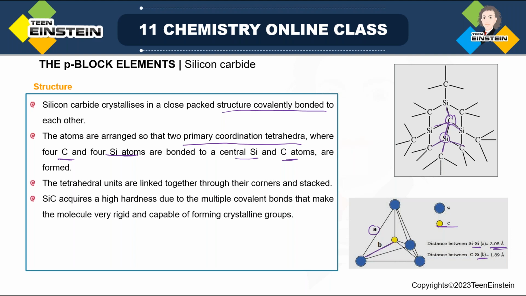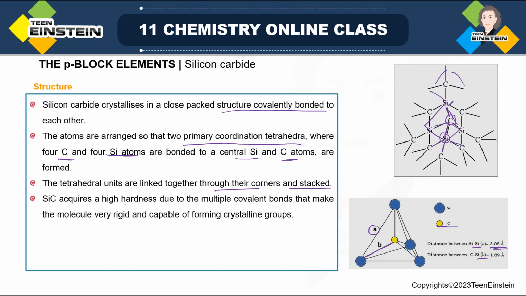These tetrahedral units are linked together through their corners and stacked. Suppose this is one tetrahedral arrangement, then this is one of the corners, and through this corner there is another tetrahedral arrangement. It will continue through all 4 corners of one particular tetrahedron.